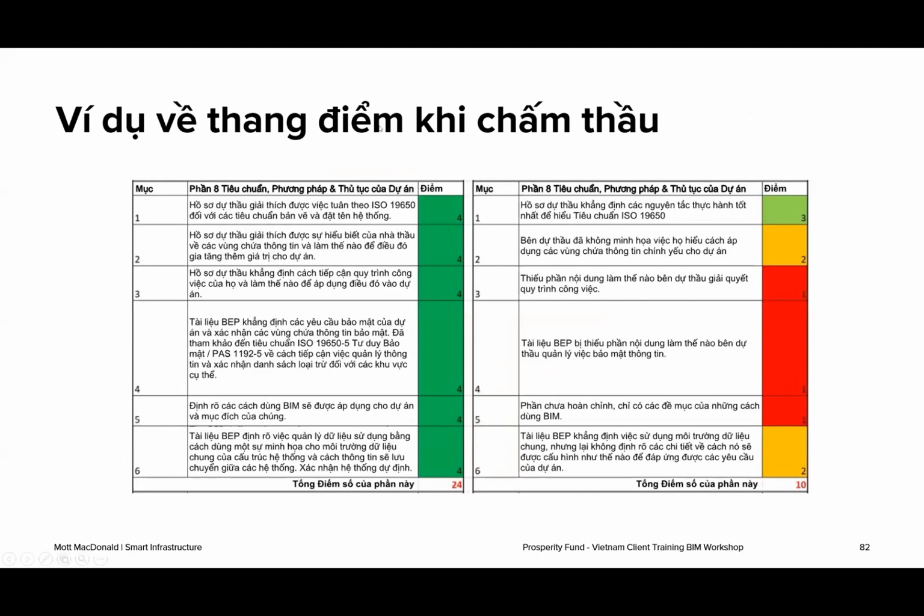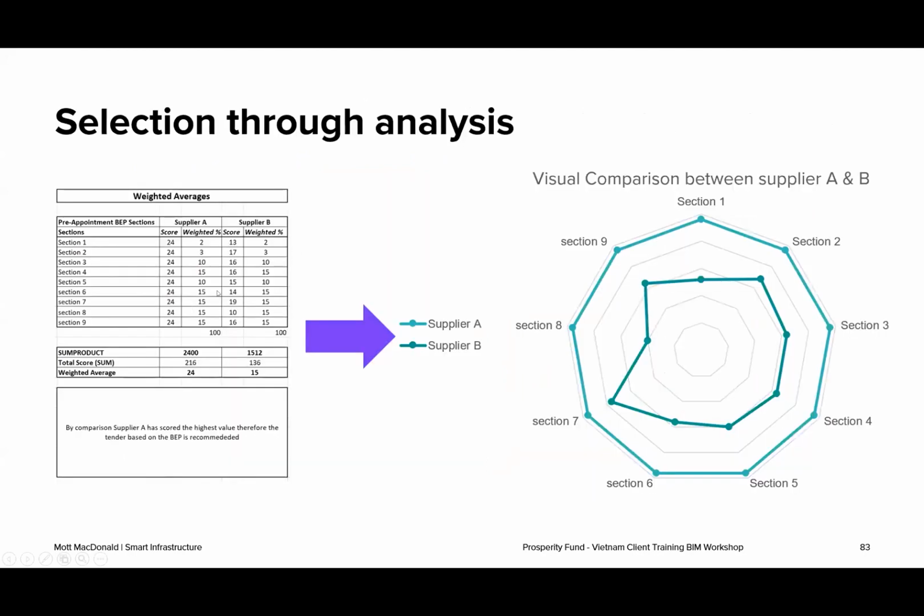So this is just an example output of doing that. So we'll include this kind of spreadsheet model. It's pretty simple in the templates, and then you can compare different suppliers, as I was saying, for each section of the BIM execution plan.